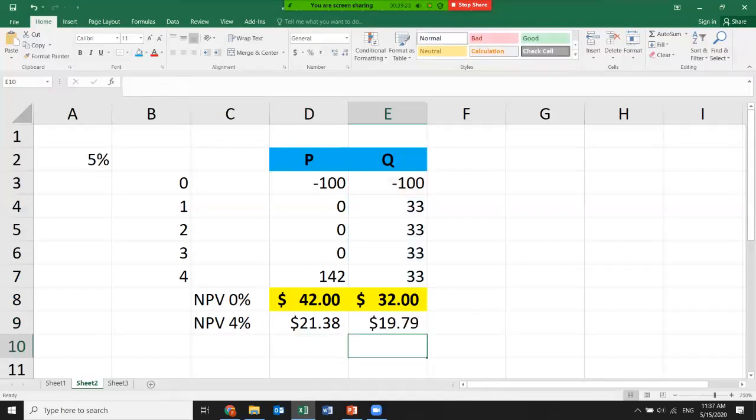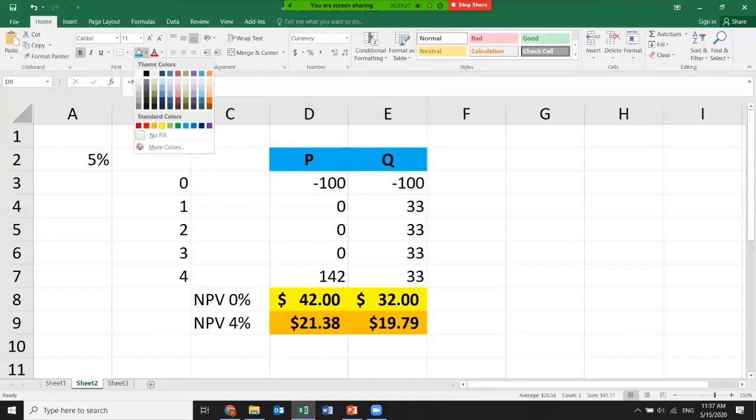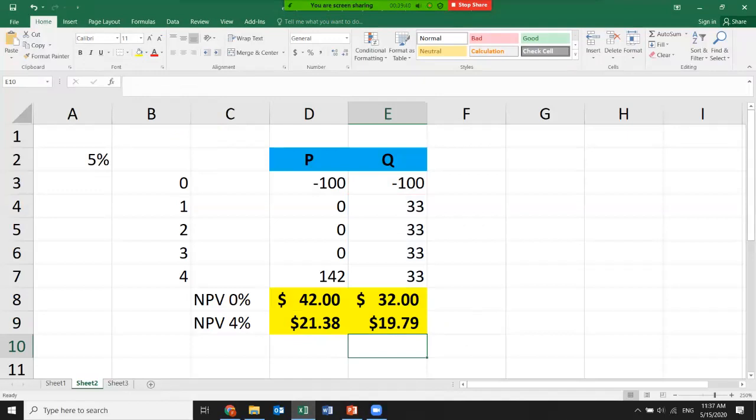Okay, perfect. So my NPV for the second project. Which project should I choose if the rate is 4%? Definitely project P. We choose P. That gives you more. But what if the rate is not 4 but 6%?